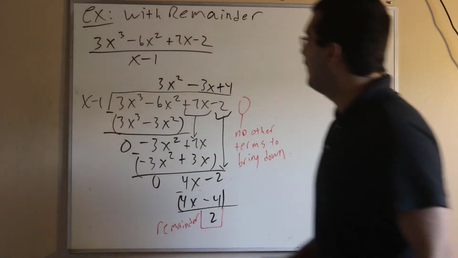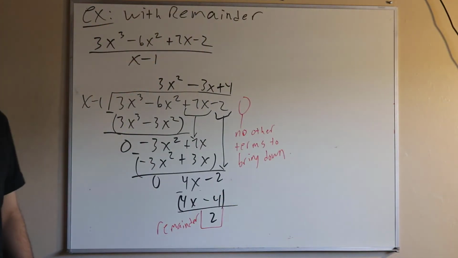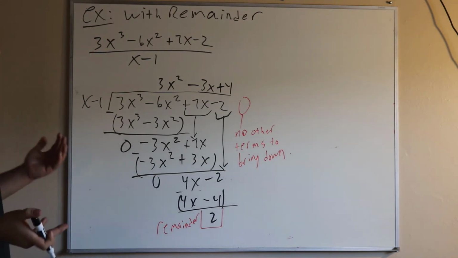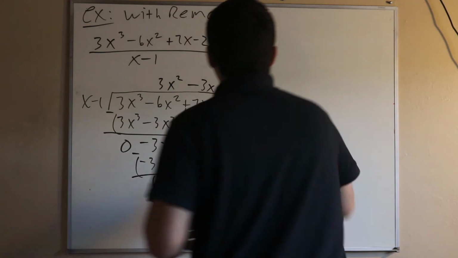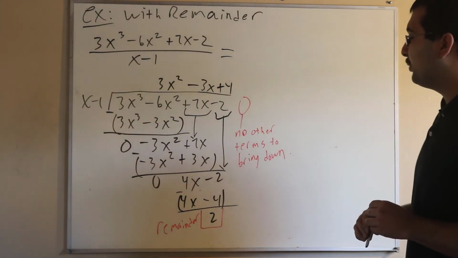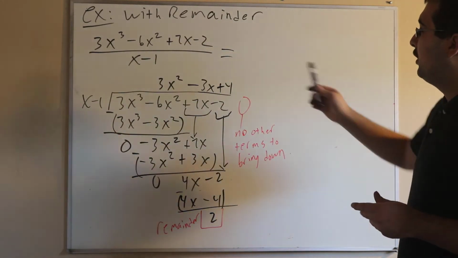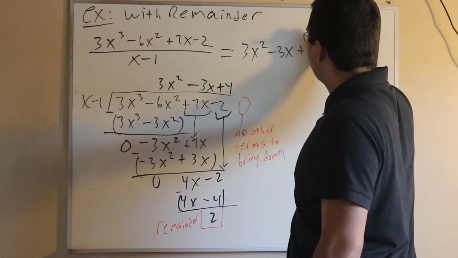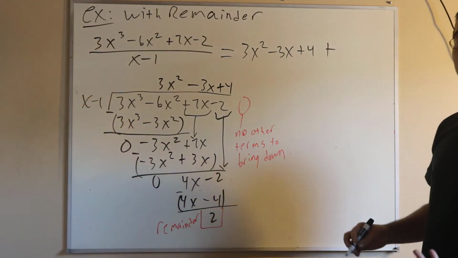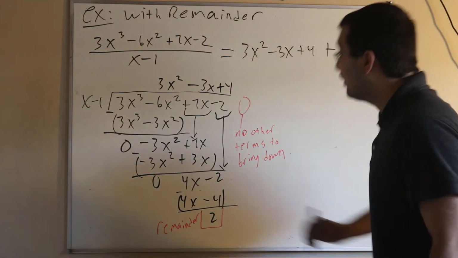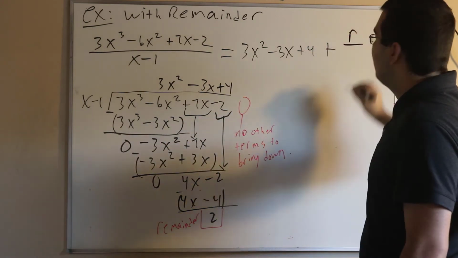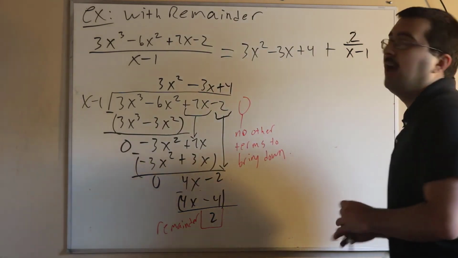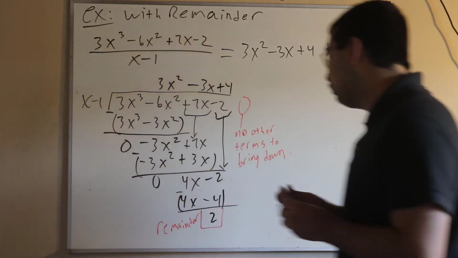So now we have to write our final answer. And of course, remember, there are 2 ways in which we can express our final answer. So just so I don't have to erase anything, I will go ahead and write the final answer this way. So this problem will equal 3x squared minus 3x plus 4 plus, and since I have a remainder, I do need to be adding something on this time. It's going to be plus my remainder divided by the divisor. So plus 2 divided by x minus 1. And there you go. That's how you would write one formal way of writing the final answer.